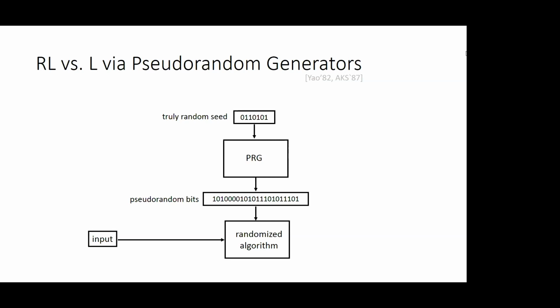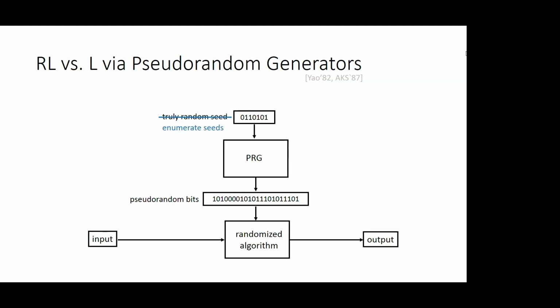If we do this right, the algorithm is now using a smaller number of random bits than it did previously, because instead of generating every single random bit the algorithm asks for, we just generate a small seed using truly random bits, and then use the pseudorandom generator to expand that to a longer string of pseudorandom bits, which the algorithm can then use.